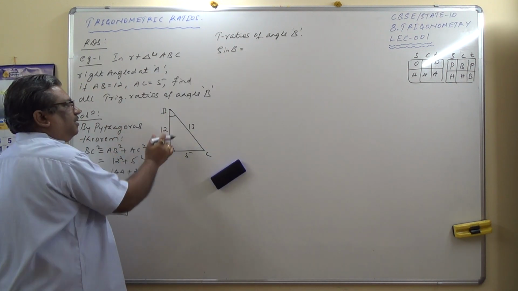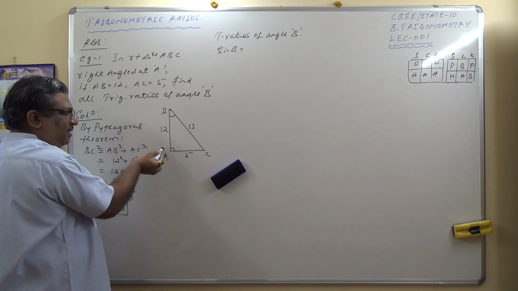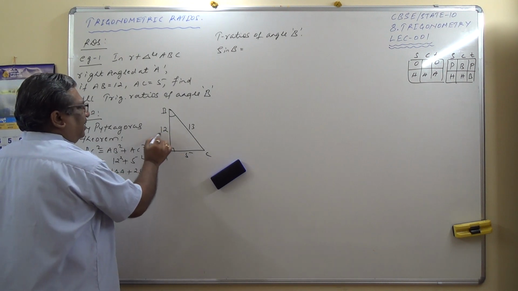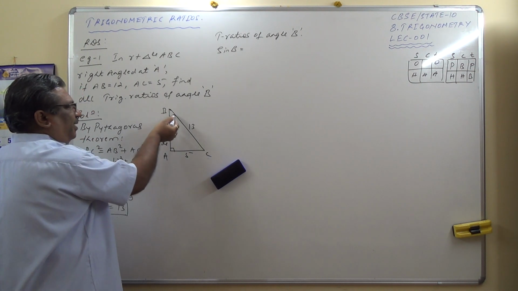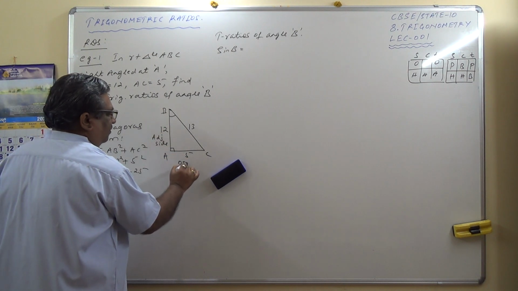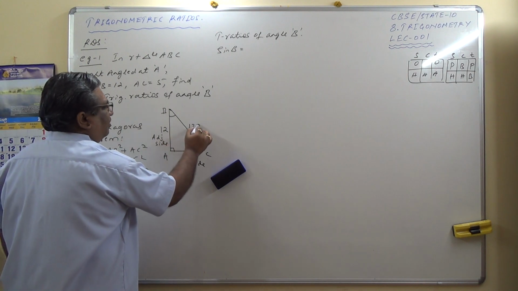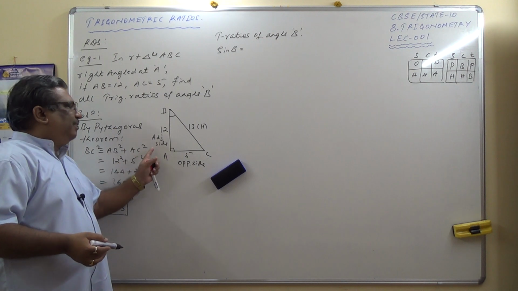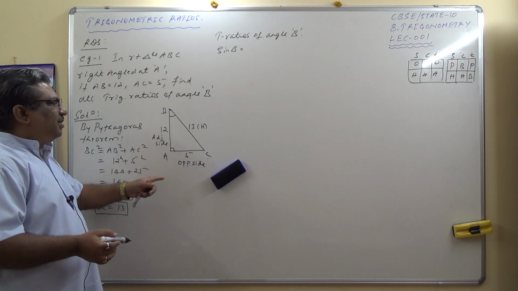See here, very important. Adjacent to this angle B is the adjacent side, and this is the opposite side. So for your information, I'll write here: this is the adjacent side, this is the opposite side to B, and this is the hypotenuse, H. It's only for your information. We need not mention all these things, but there is nothing wrong even if you mention them.